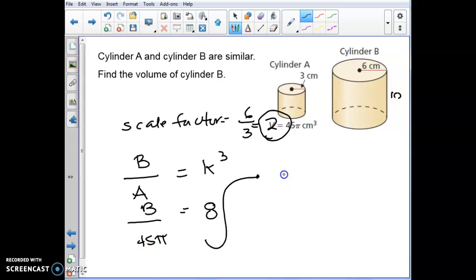So by cross multiplying, or by multiplying 45 pi by 8, we get B is equal to 8 times 45 pi, and that's going to be equal to 360 pi, which is the same as the one we got earlier. So both methods work, but this one is a little bit faster. But if you know how to use both ways, then it's just a matter of which one you prefer.